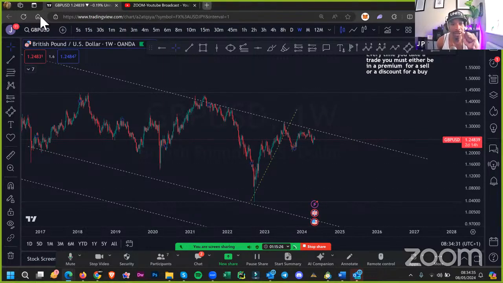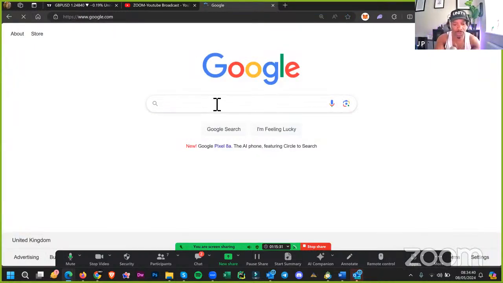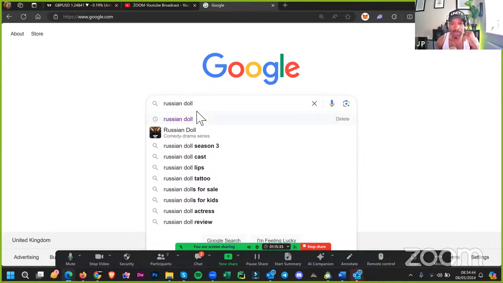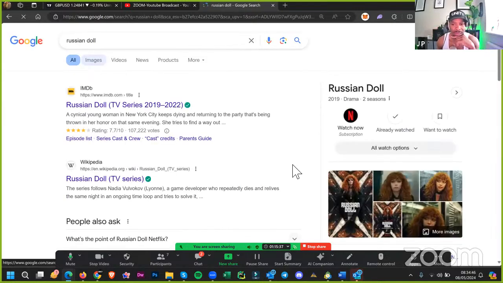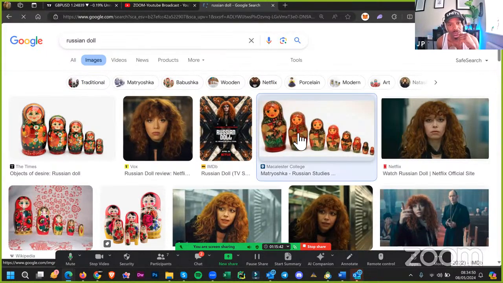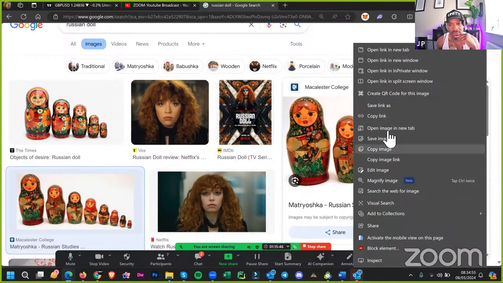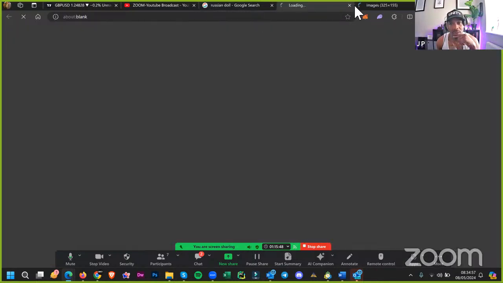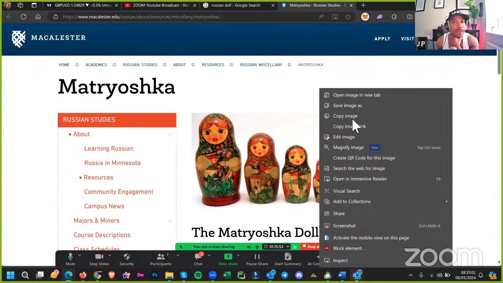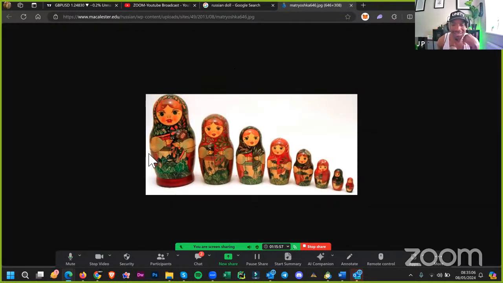Now, what do I mean by that is maybe a visual representation of a Russian doll will help you understand what I mean, because the word fractal is quite a big word. What does that mean? It means this. This is what the markets look like. The markets look like one doll inside of another doll, inside of another doll, inside of another doll. That's what the markets look like. The markets repeat, but they are contained by each other.